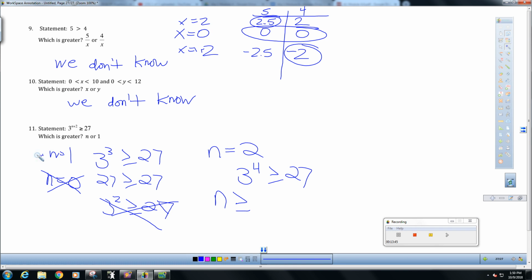To 1. So, which is bigger, n or 1? N is greater than or equal to 1. I don't know how they want us to answer that one. But I'm going to answer it like this. Got it? Yep.